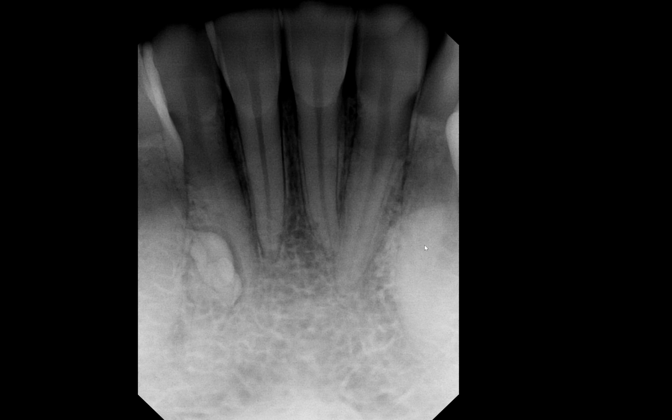If we look over to the other side, this area has that kind of diffuse radial opacity, and that is consistent with mandibular tori. So I just want you to be able to recognize that.